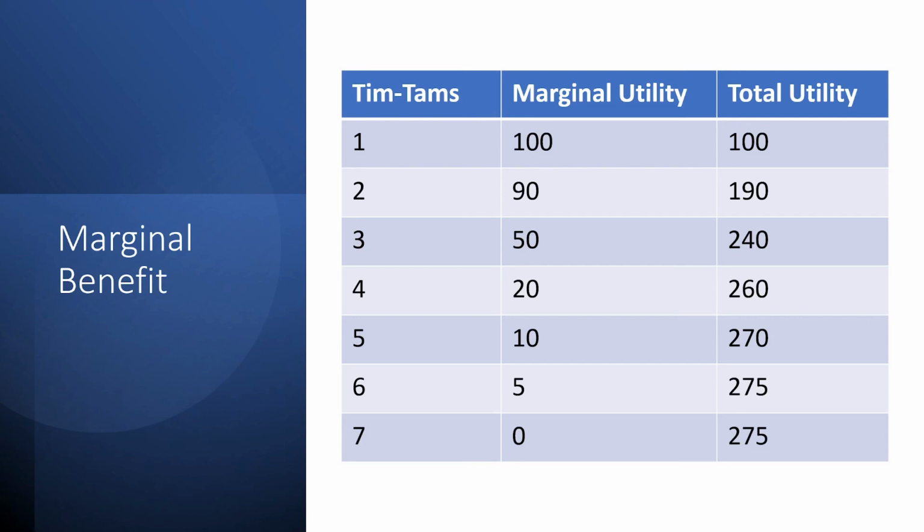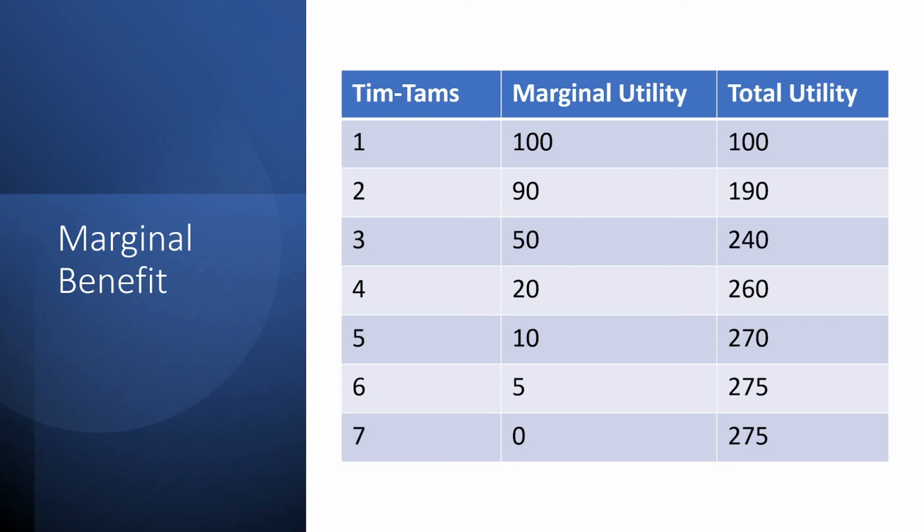So this person has the first Tim Tam. Their marginal utility for that, the units of utility, is 100. It's 100 benefit that they get from that Tim Tam, so the total benefit so far is 100. Now the second Tim Tam is a little bit less, still really high, at 90, and their total utility is then 190. But their marginal utility for that second Tim Tam is just 90. And the Tim Tam after that is 50 marginal utility, and that means the total utility is 240.